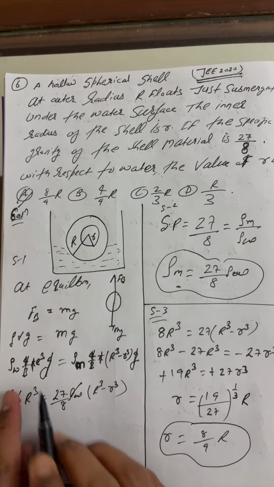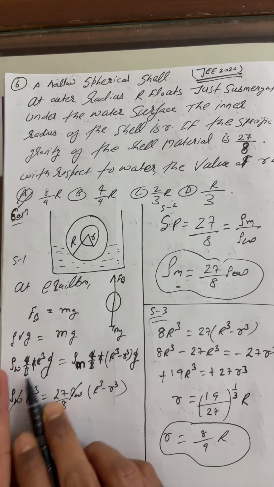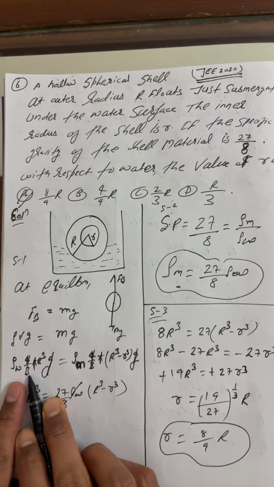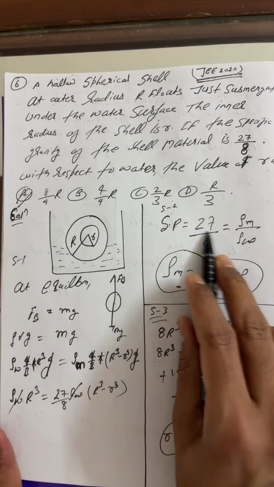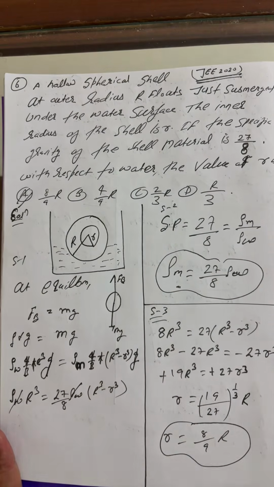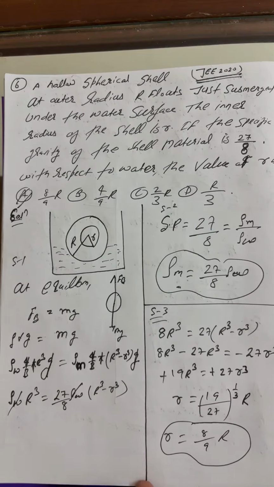So now, beta, this is the condition here. Take rho, volume, just the spherical part only, 4 by 3 pi R cubed into g. The g's cancel, and further you can solve. There is a relation, specificity, we can use. Finally we'll get the relation of R.